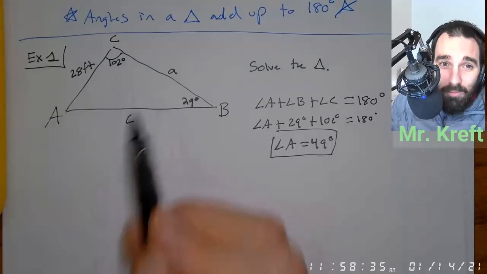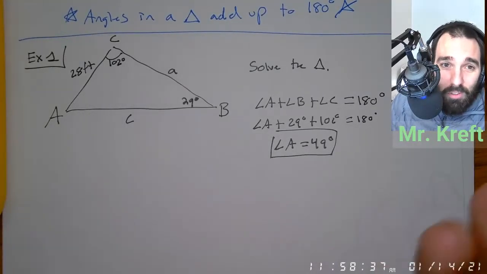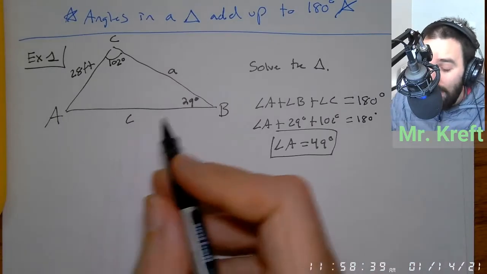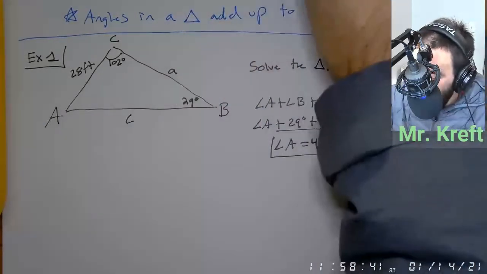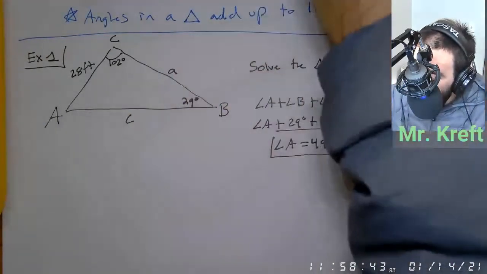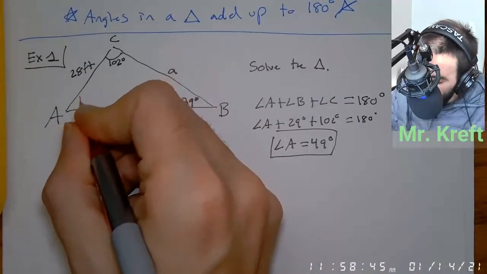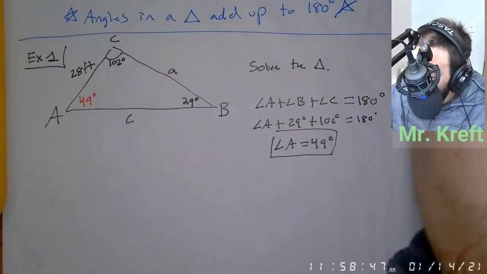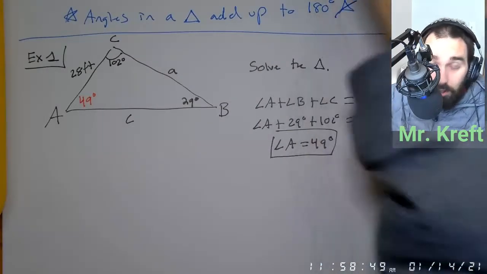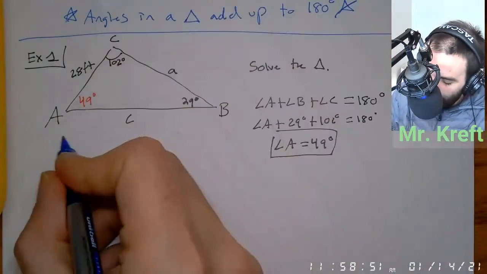Okay, so again, now you're not going to always be able to do this. This is only true if you're given two angles, right? If you're not given two angles, then you're going to have to keep going. So now, how do we find the rest? Maybe I want to write this in. So this is 49 degrees. Okay, so let's say solve for A.